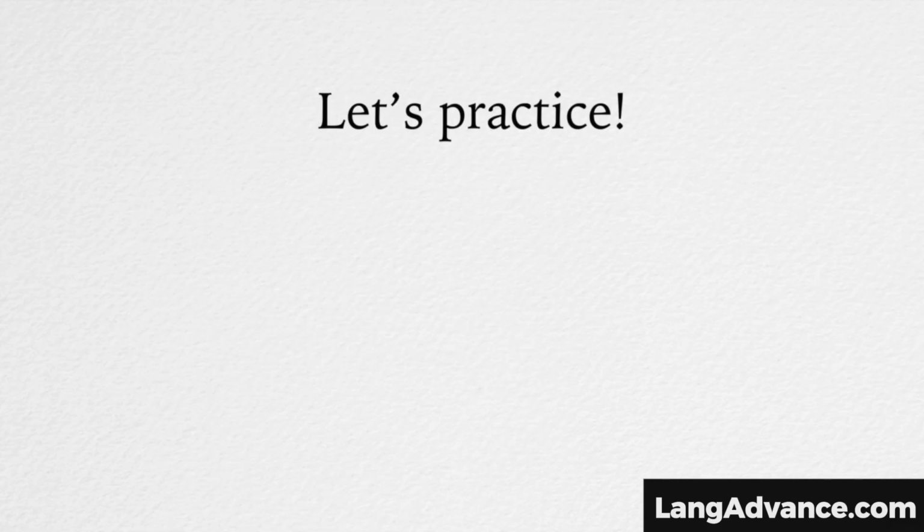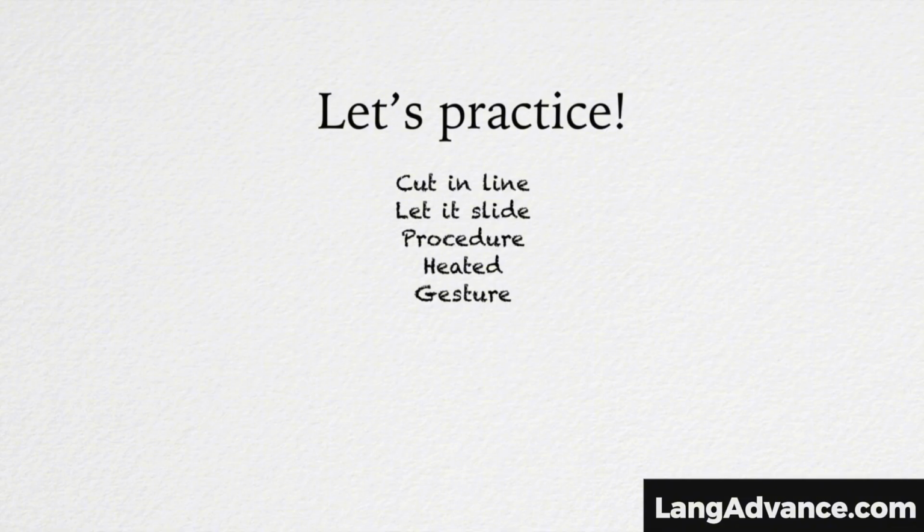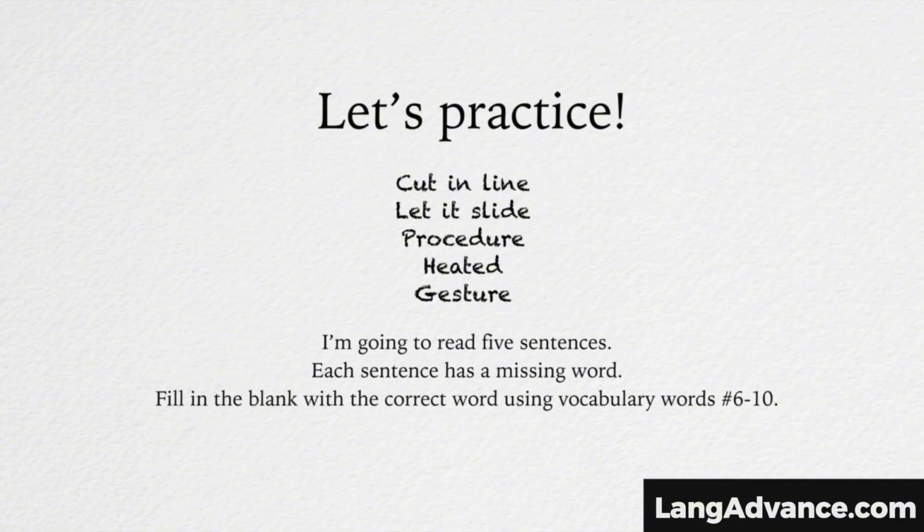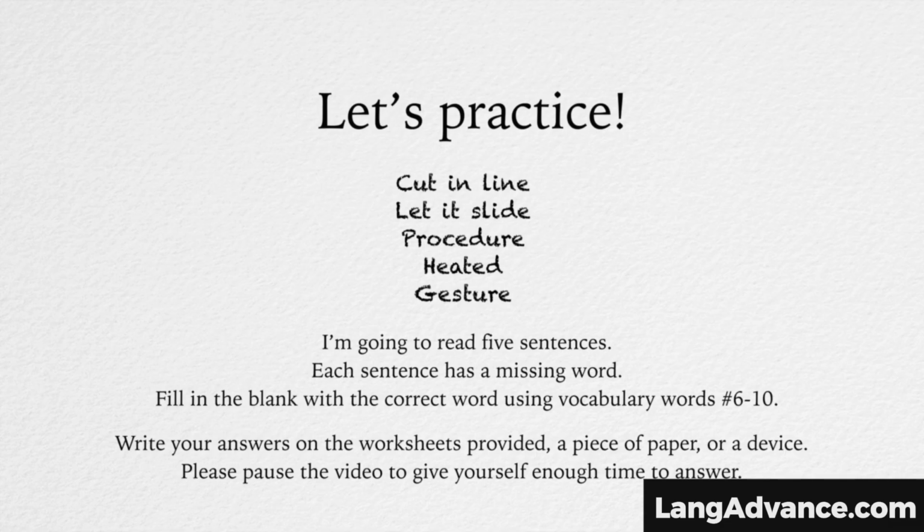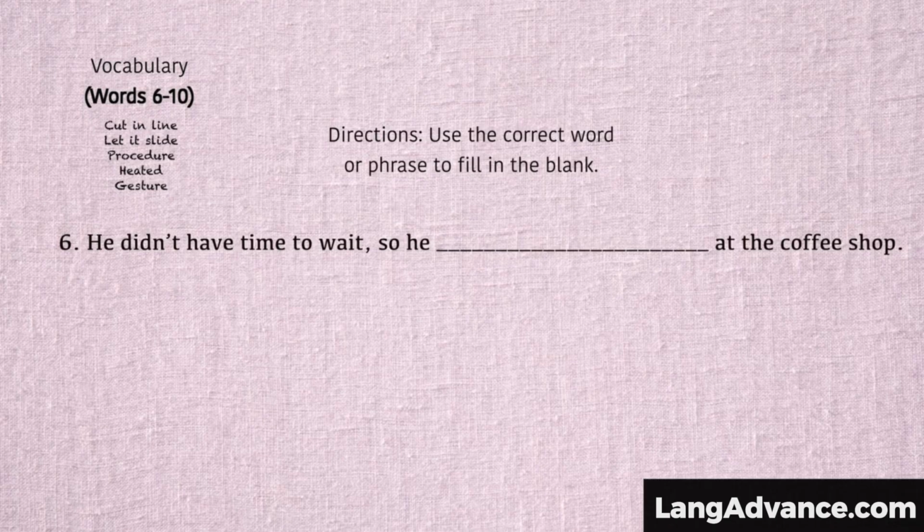Let's practice the last 5 vocabulary words we've gone over. Cut in line, let it slide, procedure, heated, and gesture. I'm going to read 5 sentences. Each sentence has a missing word. Fill in the blank with the correct word using vocabulary words numbers 6 through 10. Write your answers on the worksheets provided, a piece of paper, or a device. Please pause the video to give yourself enough time to answer.